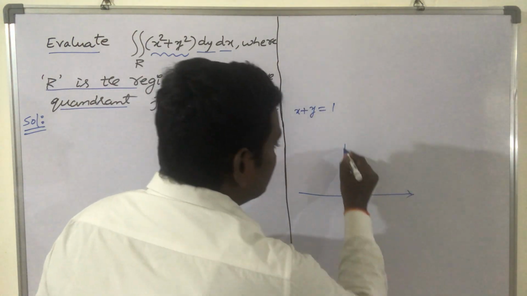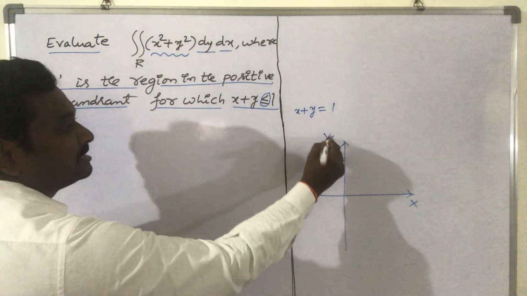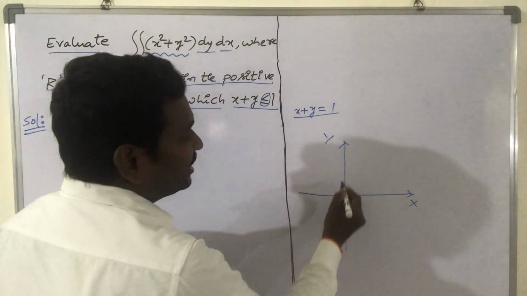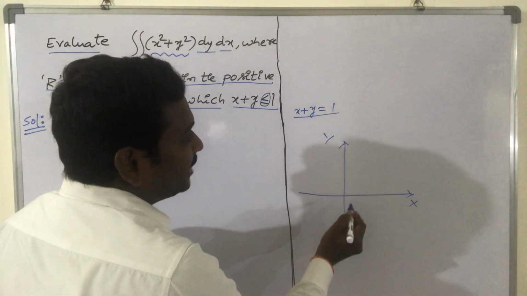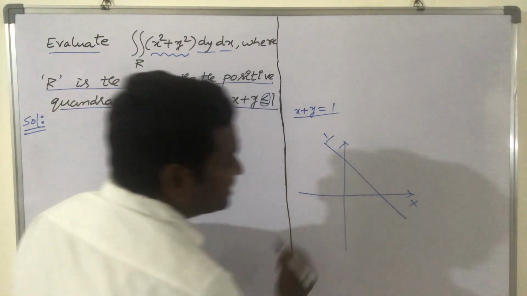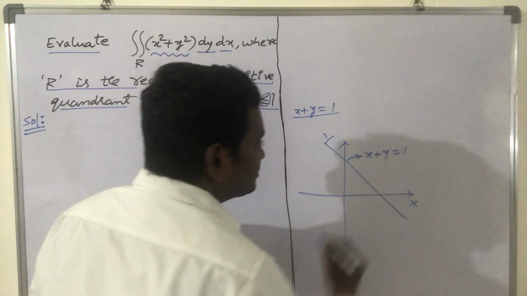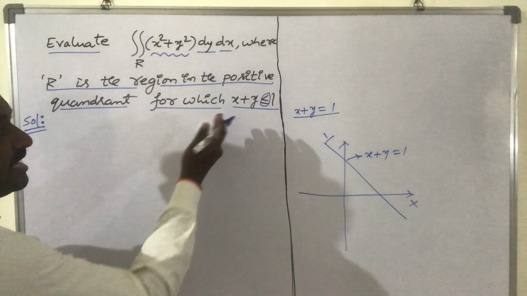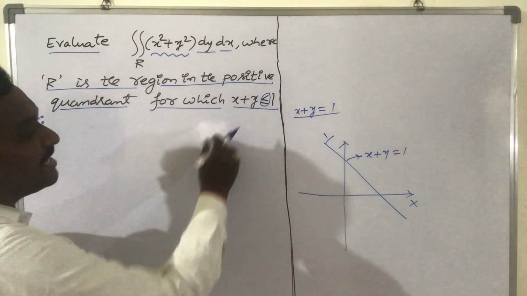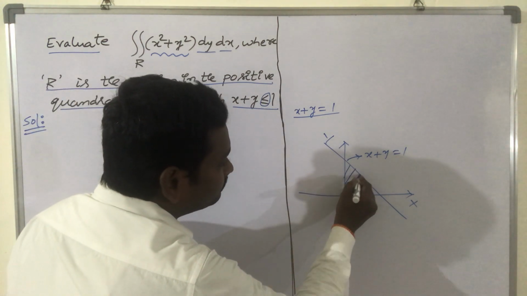This is the coordinate system. Everybody knows that this is the x-axis and this is the y-axis, and the structure of x plus y equal to 1 is a straight line which cuts both the positive x-axis and the positive y-axis in this way. This is the structure of the straight line x plus y is equal to 1, but our region lies in the positive quadrant and below this straight line. Less than or equal to means below the straight line.